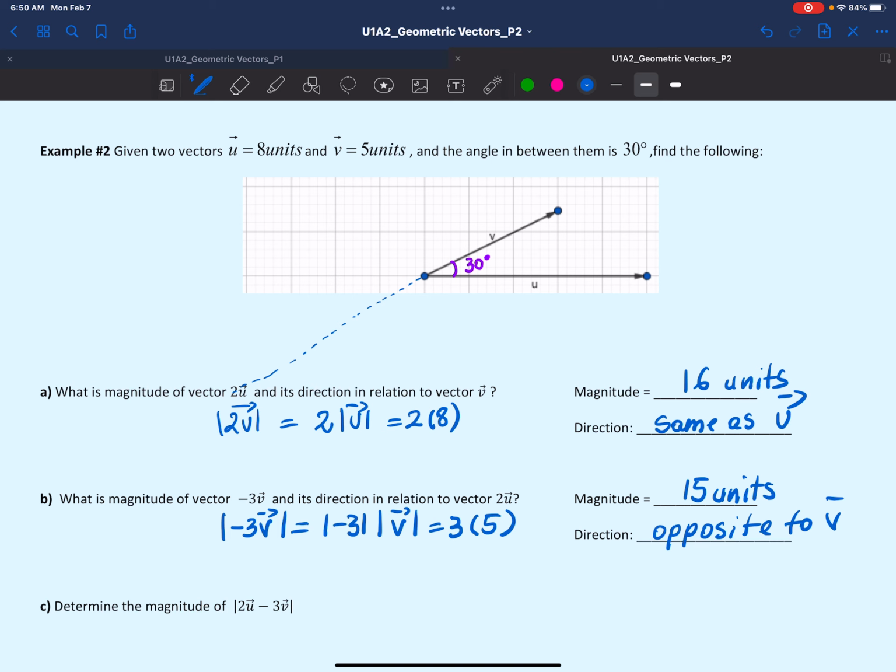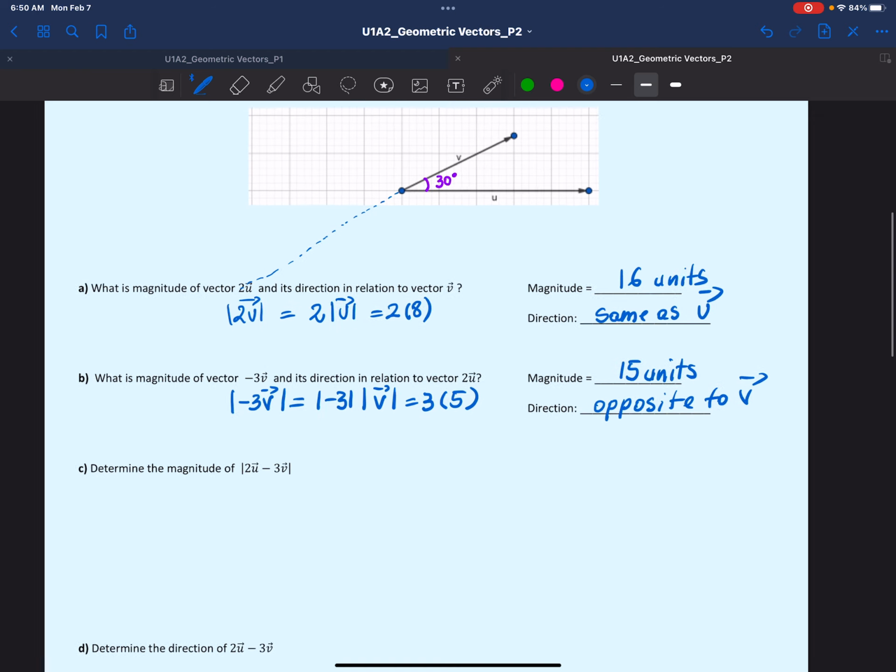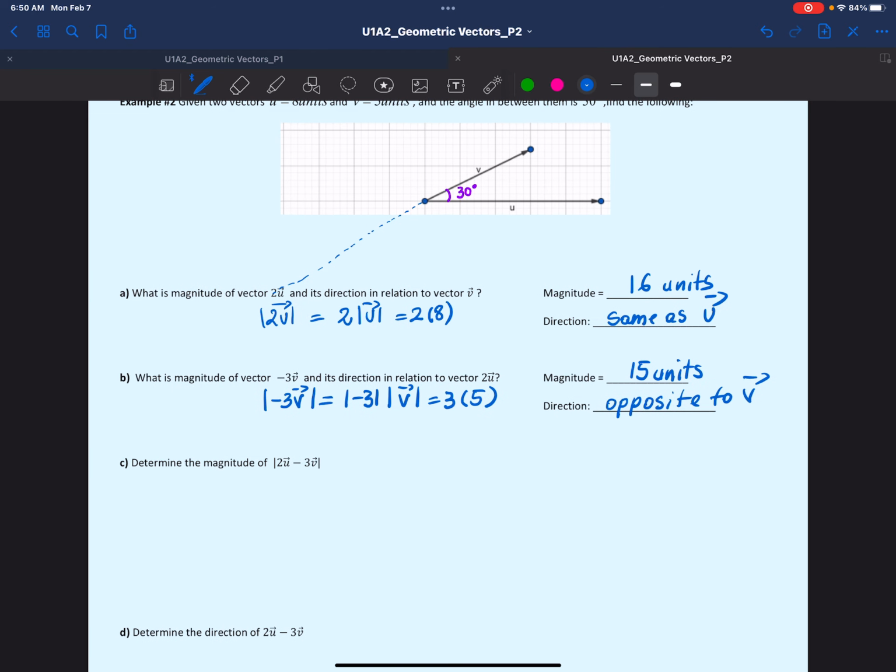vector v. Now, we have to find the magnitude of 2u minus 3v. So this is going to be fun. So if we want to find the magnitude of 2u minus 3v, we're going to draw a diagram in here. Now, vector 2u will be about 16 units. Now, negative 3v will be about, I'm going to bring vector u here. Vector 2u.